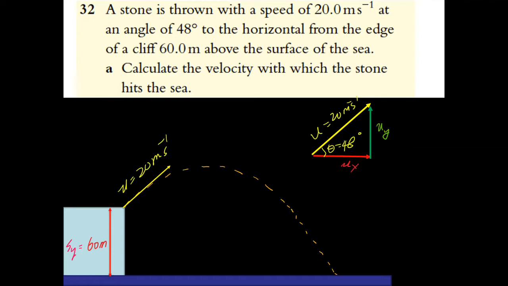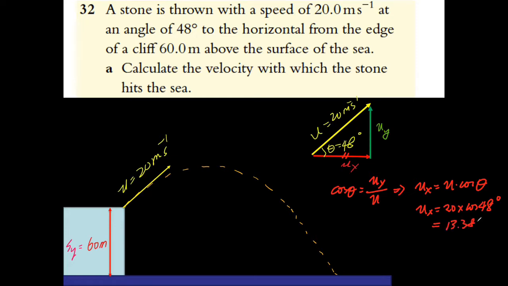Before calculating the final velocity, let us find the initial velocity in the x component and the initial velocity in the y component. The initial velocity in the x component is adjacent, so cosine theta equals ux over u, and ux equals u times cosine theta. The initial velocity is 20 times cosine 48 degrees, and that gives us 13.38 meters per second.